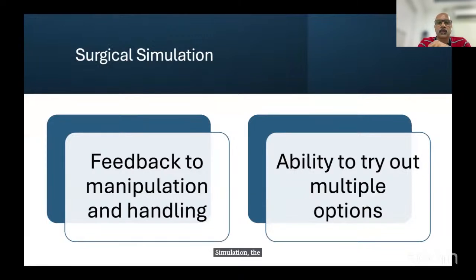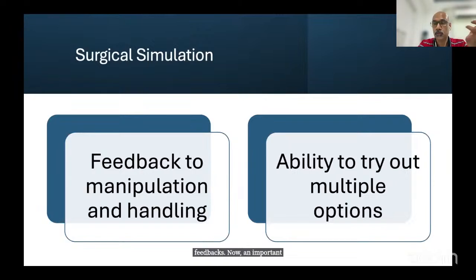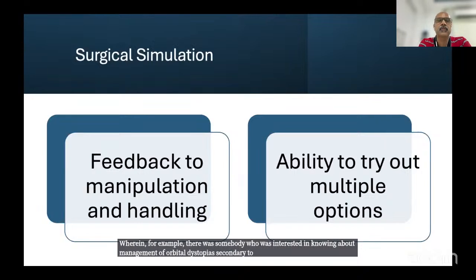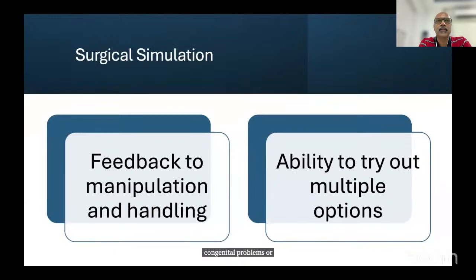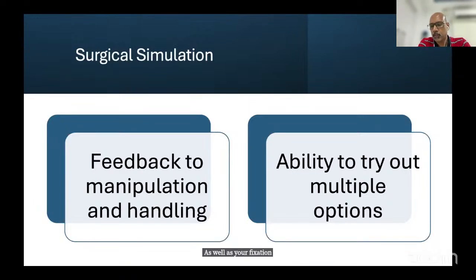In simulation, the biggest advantage is to try out multiple options, and you can also have feedback. An important example of feedback is the use of haptics. You have virtual surgical planning systems which incorporate haptic feedback, wherein, for example, someone was interested in knowing about management of orbital dystopias secondary to pediatric, congenital or developmental problems. In these cases, to understand how to design your osteotomies, the density of bone when you're going to cut, and whether you're in weak bone or dense bone, to plan your osteotomies and your fixations, haptics plays a very important role, where you can understand the density of the tissue that you're cutting, as well as the fixation processes that go into the reconstruction formats. So this is how surgical simulation would be of tremendous help.